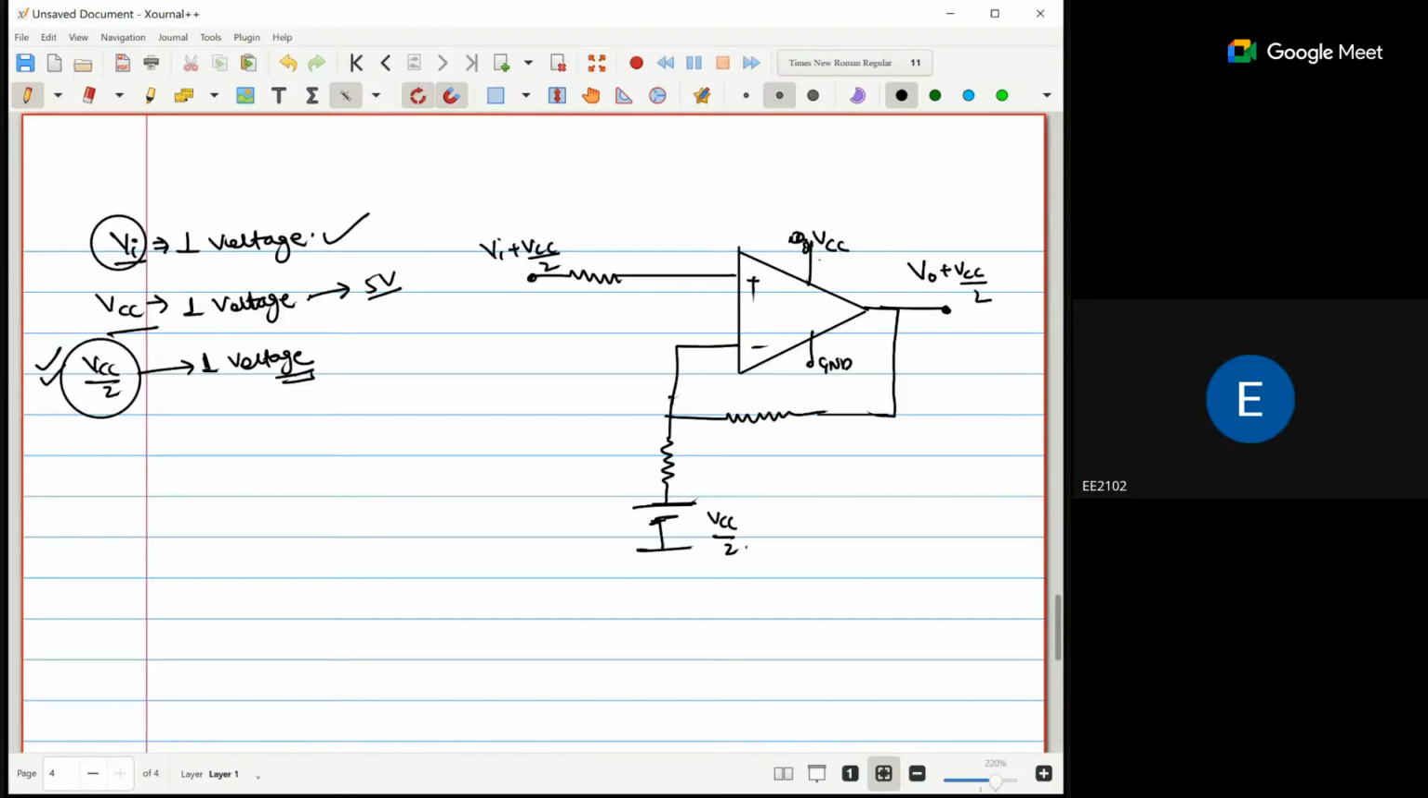In the previous case, we were generating the VCC and minus VCC, or VCC by 2 or minus VCC by 2. Now here we are getting VCC and VCC by 2, two voltages, so again the circuit is complex. So what I should do is use one battery in place of generating this voltage in the circuit. I use one battery here, and that will be the VCC by 2.